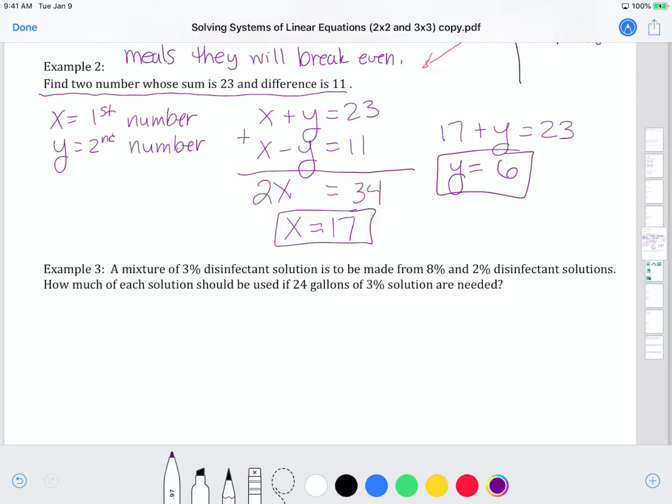And if we look back at what the question is telling us, we can double check to make sure it works. It says if I add the two numbers, I get 23. So if I take 17 and 6, I get 23. But the difference is 11. If I take 17 minus 6, I get 11. So this works.